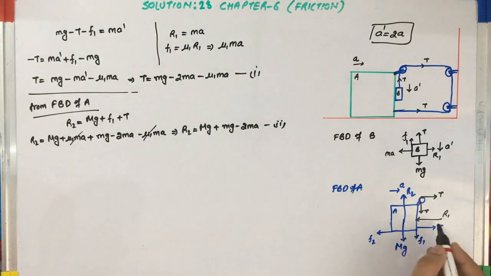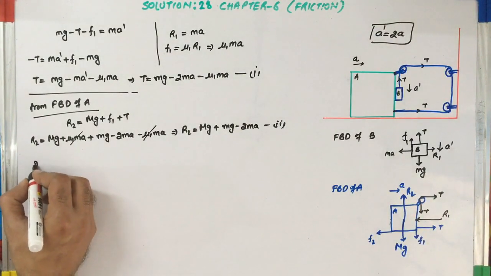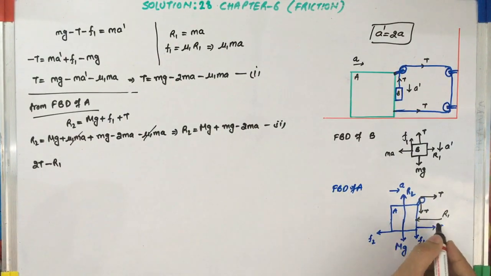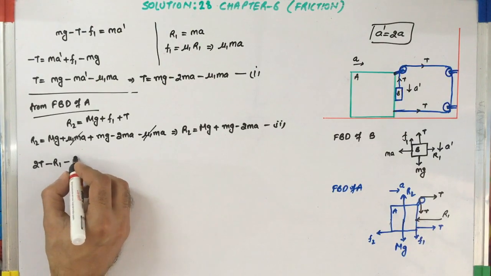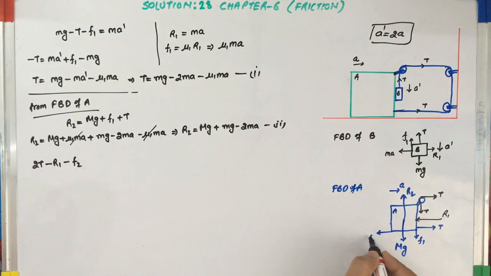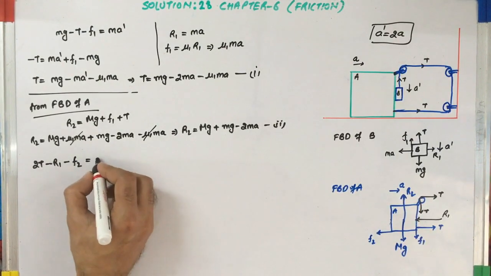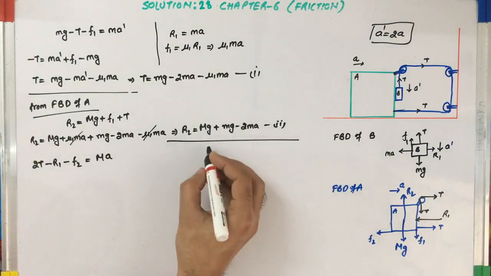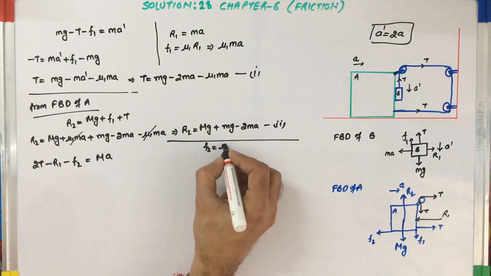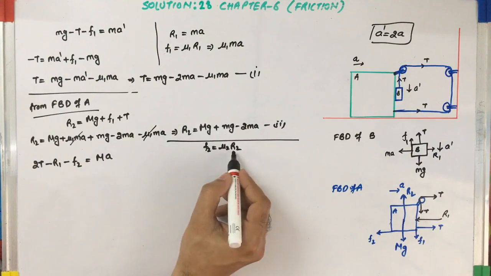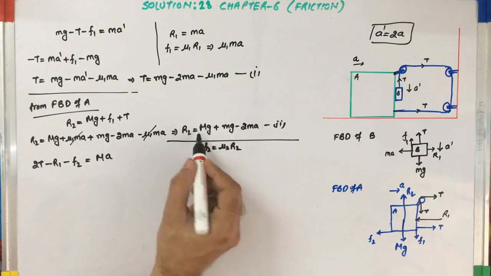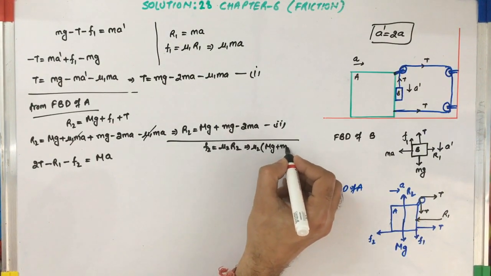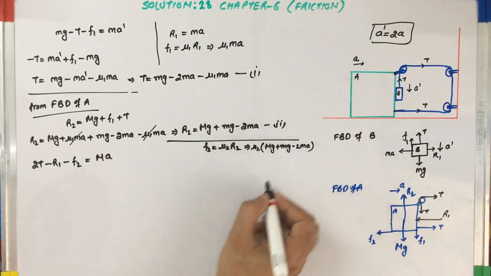Fine. For the horizontal forces now, so this is going to be 2T, T plus T, minus R1. R1 is in backward direction, minus F2, F2 is in backward direction, is equal to MA. Now we know that F2 is equal to mu2 into R2. The value of R2 can be fed from here, right? So this will become mu2 times mg plus mg minus 2ma.